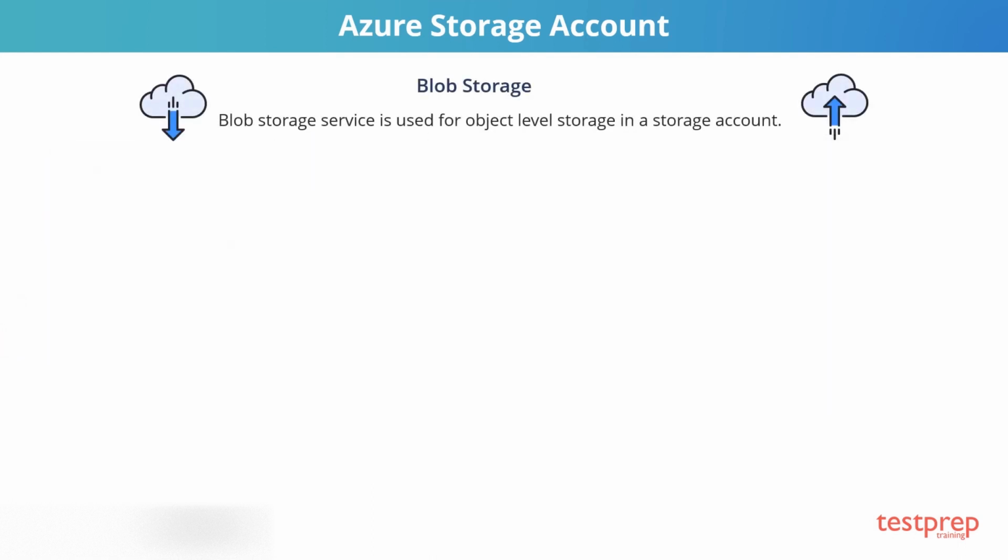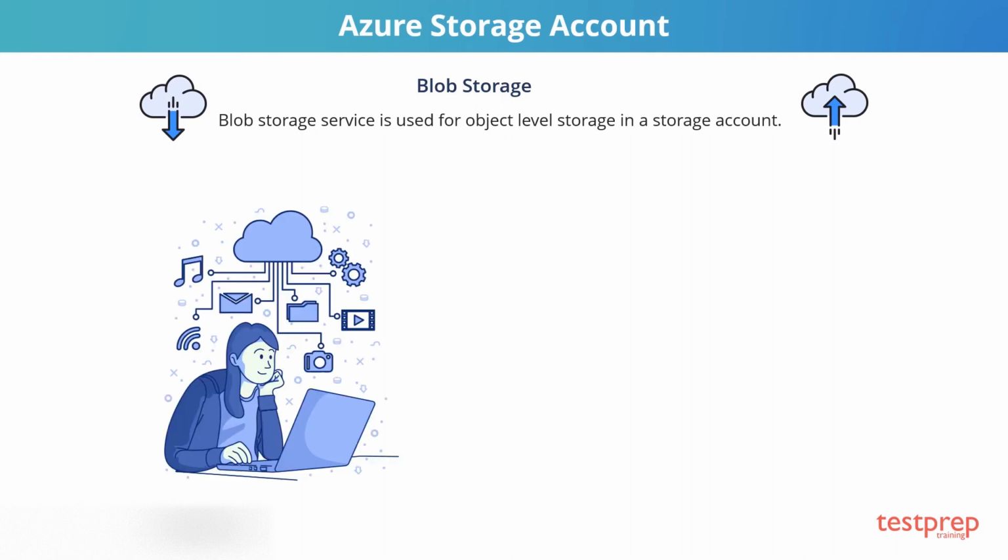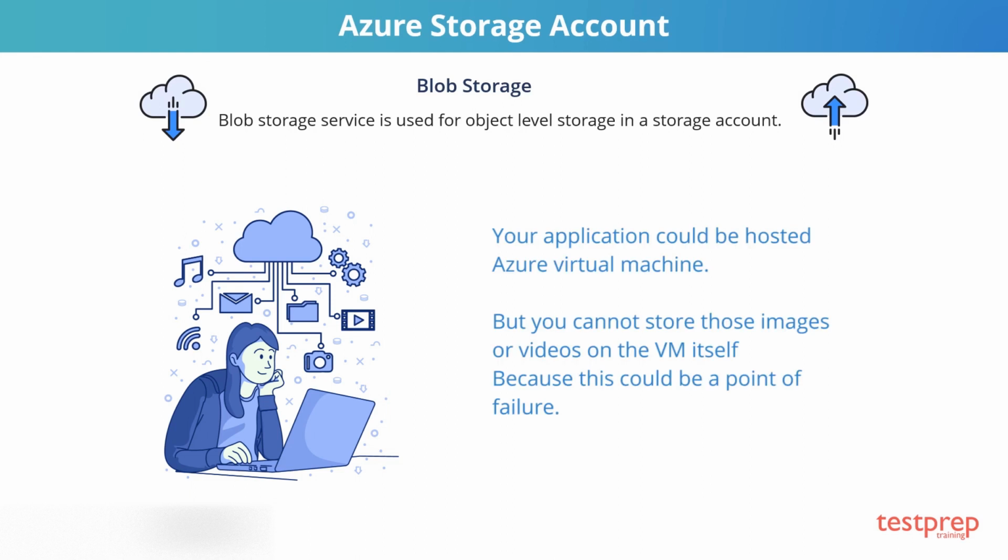So blob storage service is used for object-level storage in a storage account. It means you will use the blob storage for any type of object that you want to store in a storage account. Let's say you have an application, and your users use this application to upload videos, photos or images. Your application could be hosted on your on-premise environment, or it could be hosted on an Azure virtual machine.